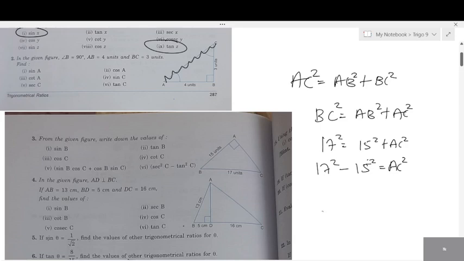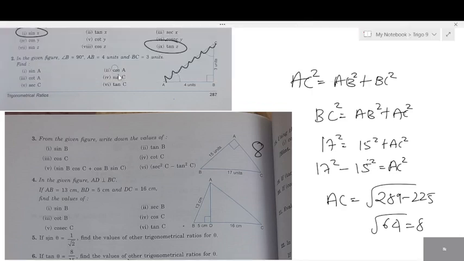What is AC, student? Square root of 289 minus 225 is? Okay. So do it step by step. You'll get 289 minus 225. Square root of 64. That is 8. Okay. Now quickly find all the answers. First four answers you will try.